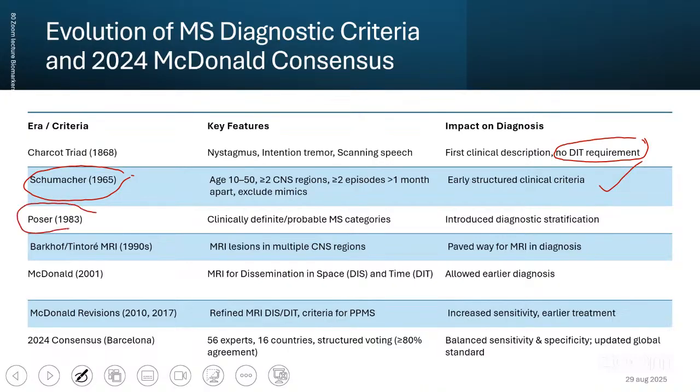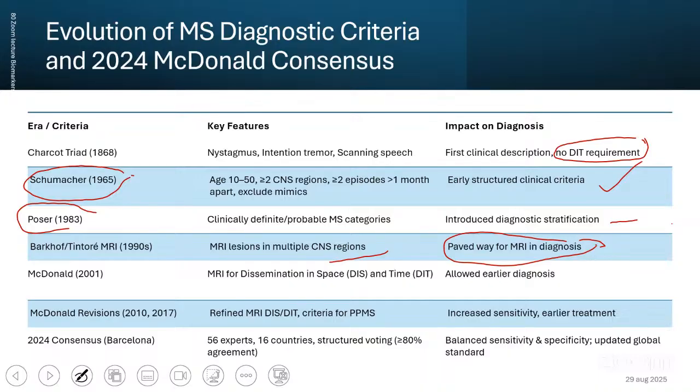Clinically definite and probable MS categories have emerged, and they introduced diagnostic stratification. Here, for the first time, we started looking at MRI, VEP, BERA, SSEP, and oligoclonal bands. And Barkhof MRI lesions in multiple CNS regions paved the way for MRI in diagnosis. And in McDonald 2001, MRI for dissemination in space and time is used.